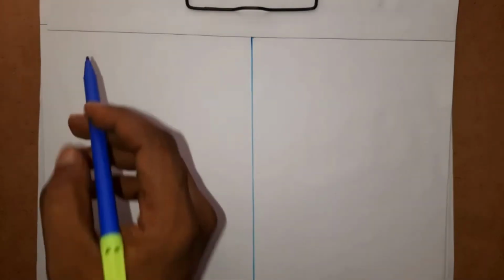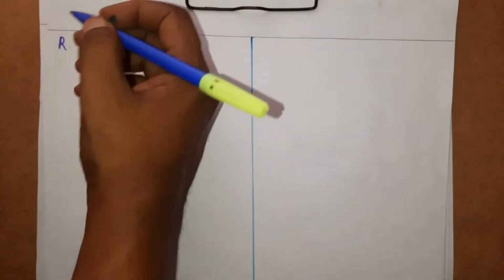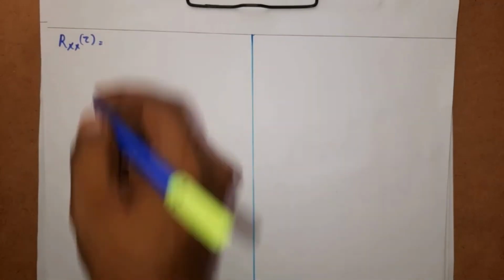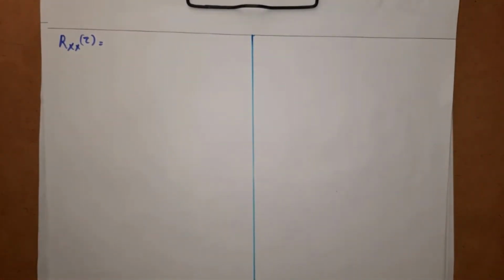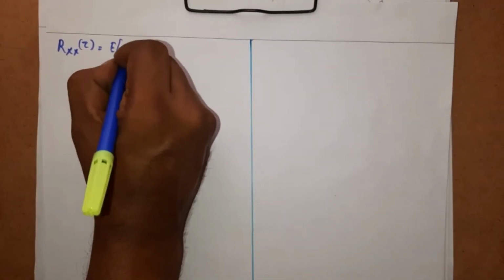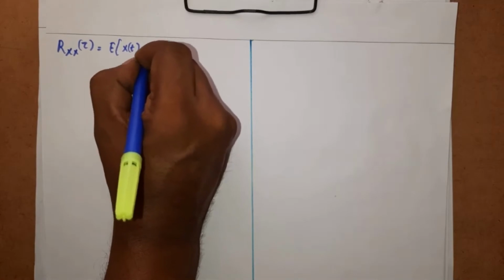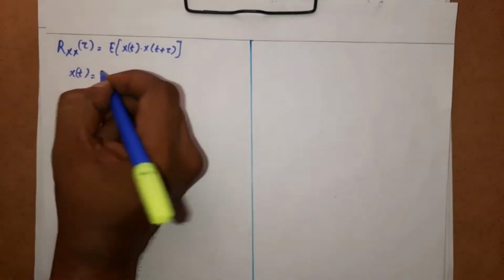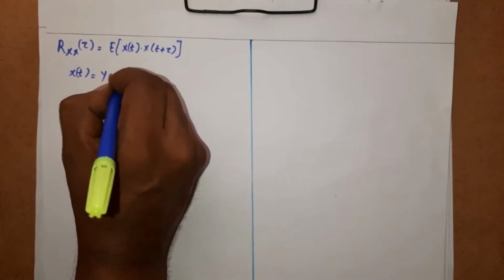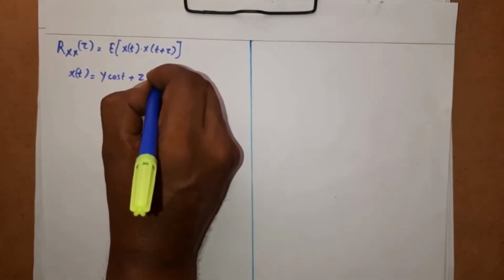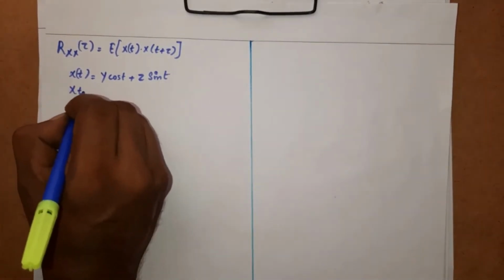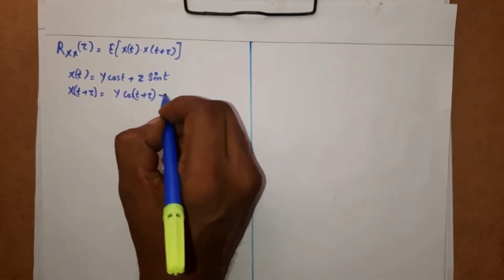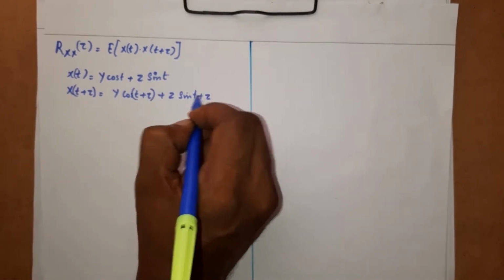Now we will have to find Rx of tau, which is equal to expectation of x of t into x of t plus tau. We have given the function x of t is equal to y cos t plus z sin t, and x of t plus tau is equal to y cos(t plus tau) plus z sin(t plus tau).